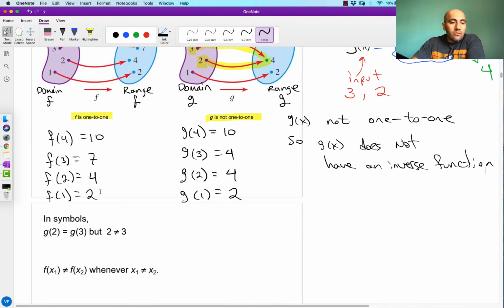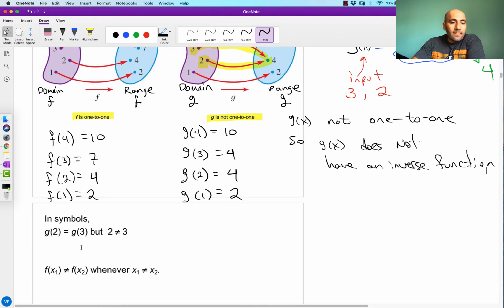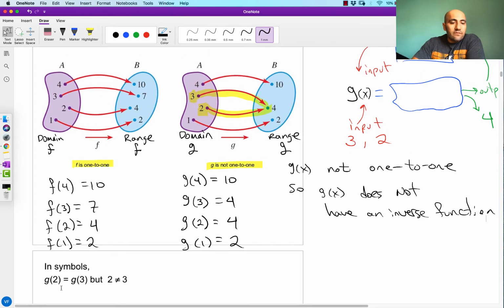So symbolically, we would say g of 2 is equal to g of 3, but 2 does not equal 3, right? That's pointing out this very scenario here. Notice that g of 2, well, that's the 4, and g of 3, well, that's the 4 as well. They both equal 4, therefore they equal each other. That's what this is saying.